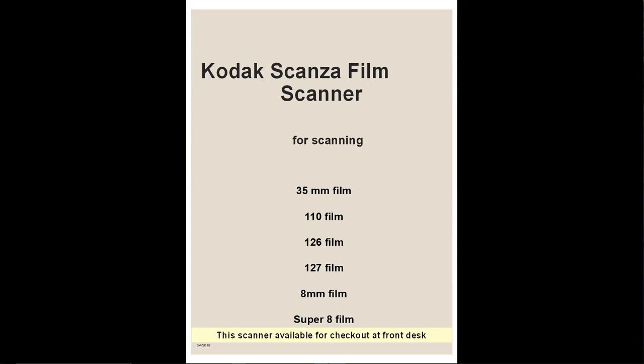Now, the device that the Family History Center here has will allow you to change media into 35mm, 110 film, 126 film, 127, 8mm, and Super 8 film. These are like negatives and a few slides, and depending on what kind of film you have, you can actually convert it using this device.